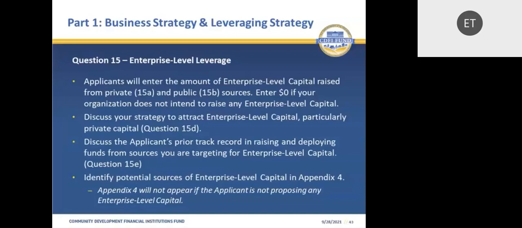And in 15E, you'll discuss your prior track record in raising and deploying funds from sources you're targeting for enterprise level capital. And then in Appendix 4, this is where you'll identify those potential sources of enterprise level capital. But if you are entering 0 on 15A and B, then Appendix 4 will not appear because you're not proposing any enterprise level capital. Go to the next slide.